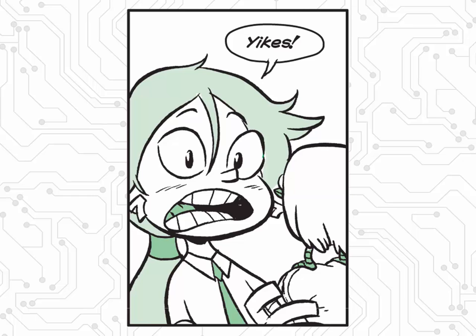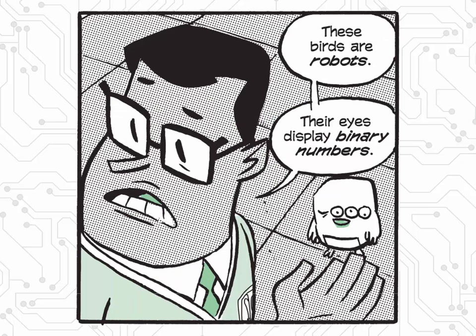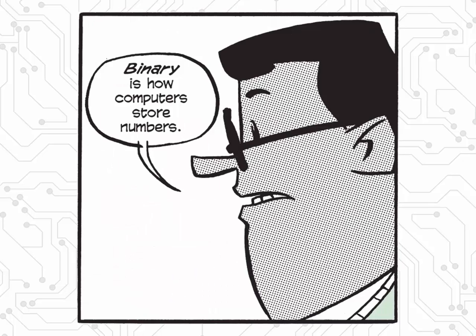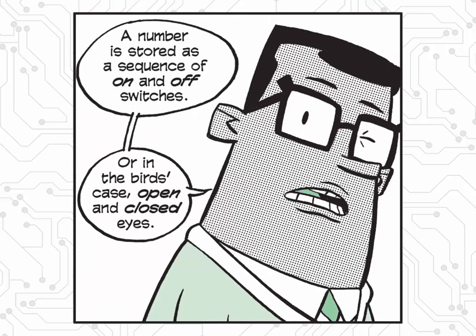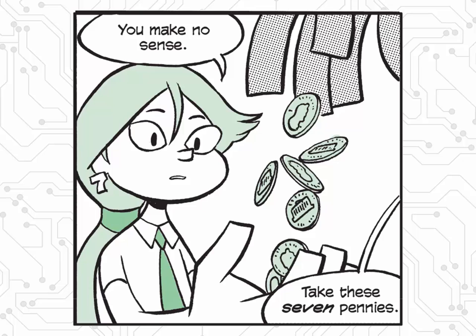She asks her friend Ennie about it, and Ennie says this: these birds are robots. Their eyes display binary numbers. Binary is how computers store numbers. Every computer has these. They're like switches that can be on or off. A number is stored as a sequence of on and off switches, or in the bird's case, open and closed eyes. Hopper says, "You make no sense."